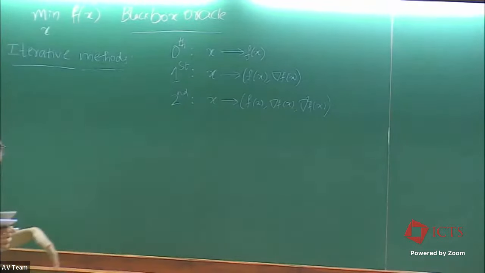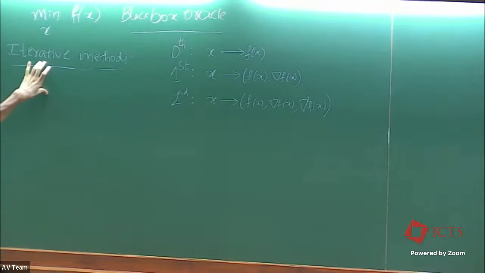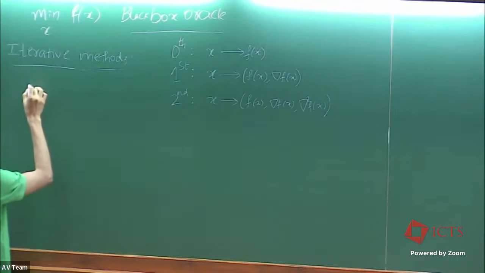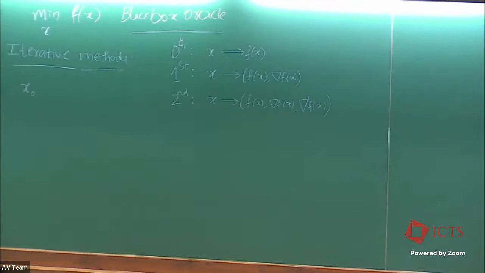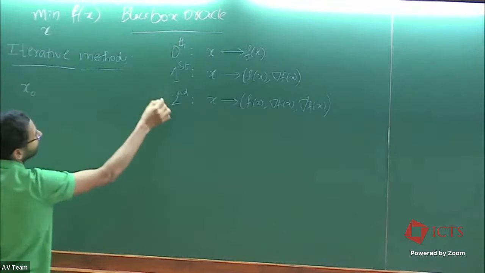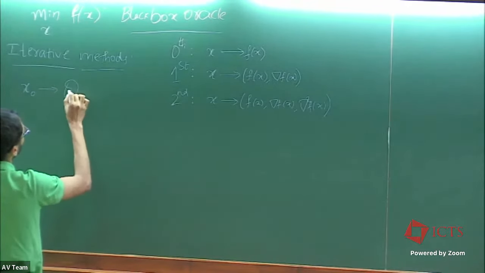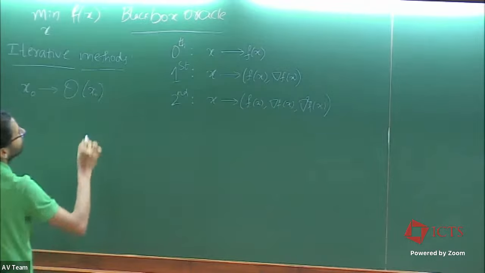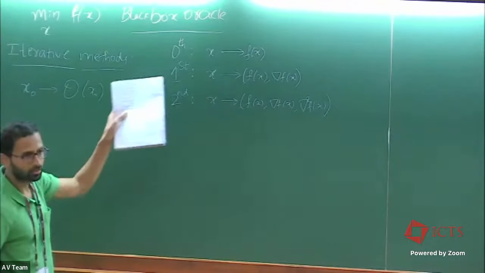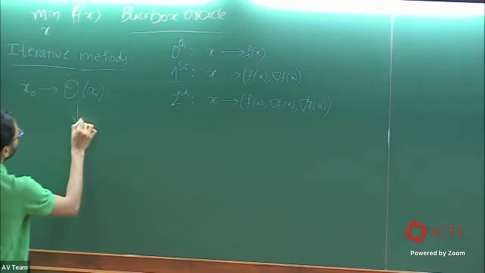When we have access to these oracles, we usually think of what are called iterative methods. What iterative methods do is that they have some initial point, some initial estimate of the optimum, say x0. Then they query whichever oracle we have at x0, so let's call this oracle O of x0. If the oracle is 0th order, we only get f of x. If the oracle is first order, then we get both f and the gradient, and so on. Using this information, we refine an estimate x1.